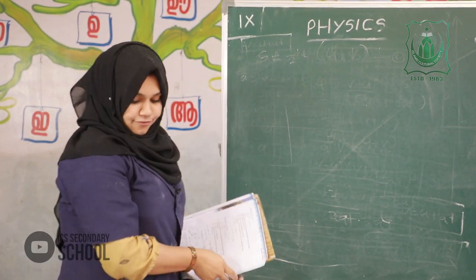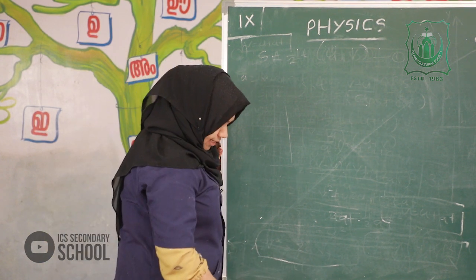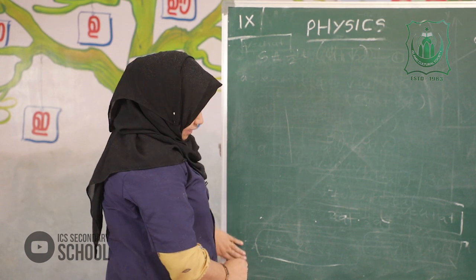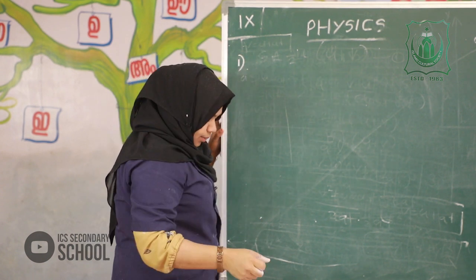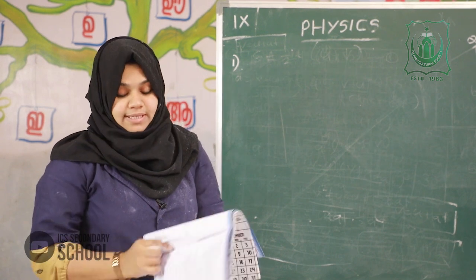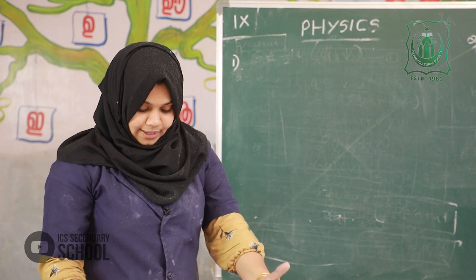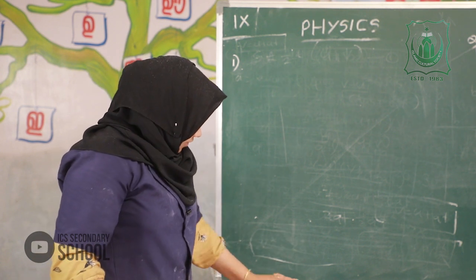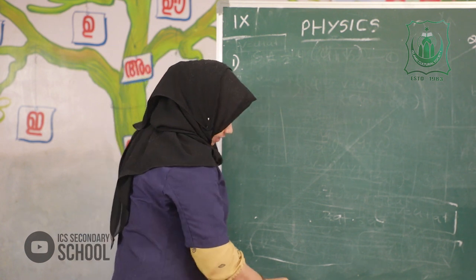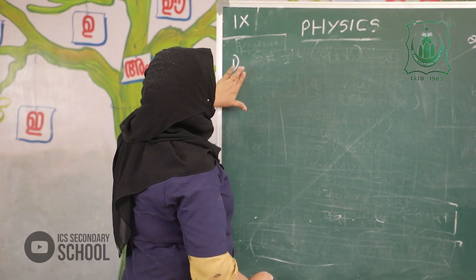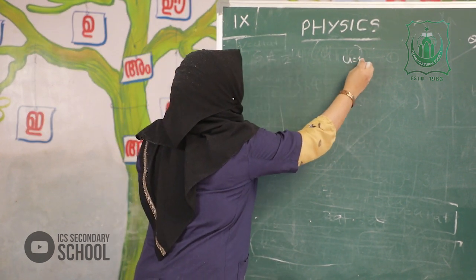A car starting from rest travels 100 meters in 5 seconds with uniform acceleration. Find the acceleration of the car. That is the question. Okay. You can see that there are two questions at the end of the chapter. From this question, we want to find out the acceleration. Yes, from rest, what is u here? From rest, u is equal to 0.